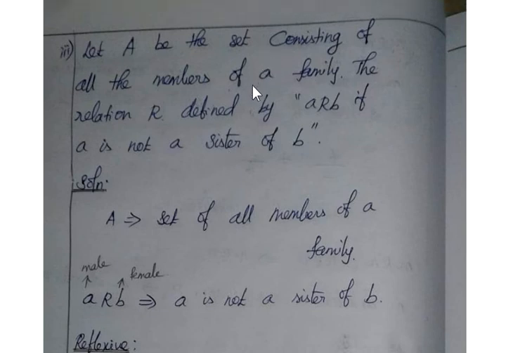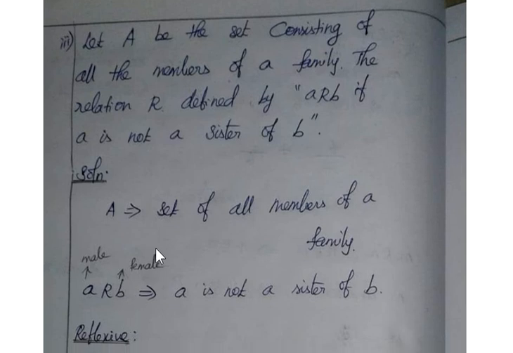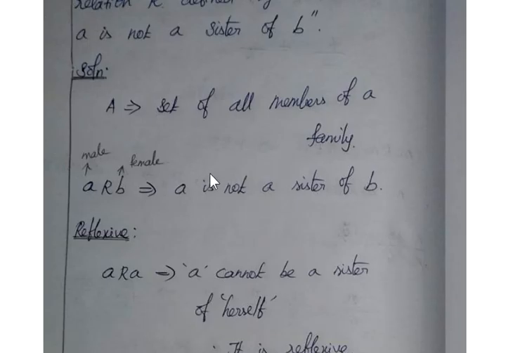That means for the first, reflexive condition, you take only one member. Here the set is the set of all members of a family. So A is male, B is female. So A is not a sister of B. That condition is satisfied. So reflexive means A is not a sister of A. That means A cannot be a sister of herself.